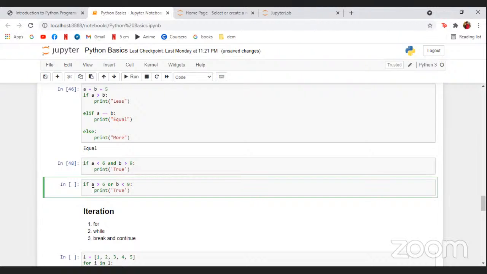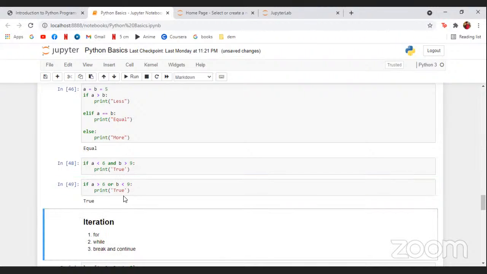But if I do the same thing here, 5 greater than 6 is false, but 5 less than 9 is true. But since I've used an or, the net value of this statement comes out to be true.